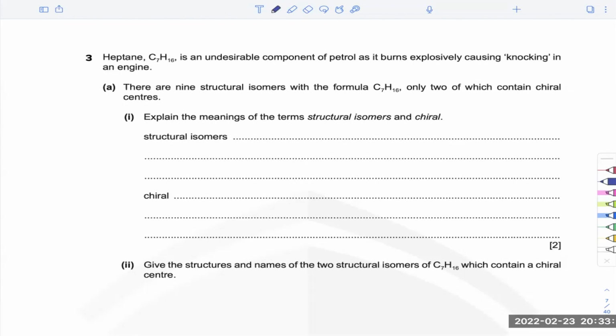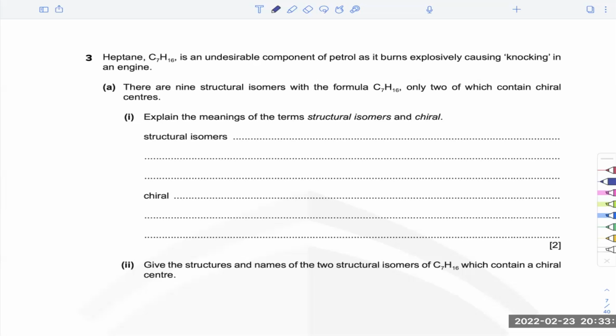Heptane is an undesirable component of petrol as it burns explosively, causing knocking in an engine. That's why you try to get high octane, जिसमें हेप्टेन कम है और ऑक्टेन ज्यादा है. There are 9 structural isomers with formula C7H16, only 2 of which contain chiral centers. Do you remember what chiral centers were? A central atom with 4 different groups.